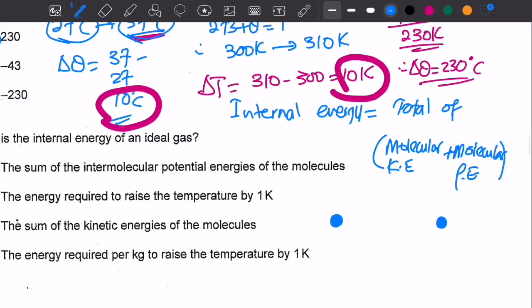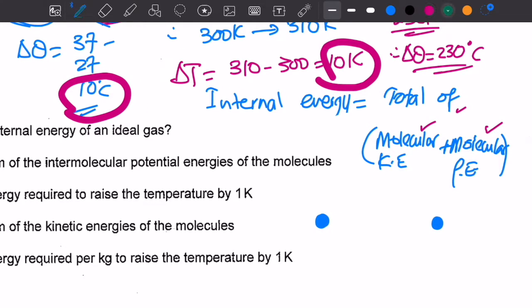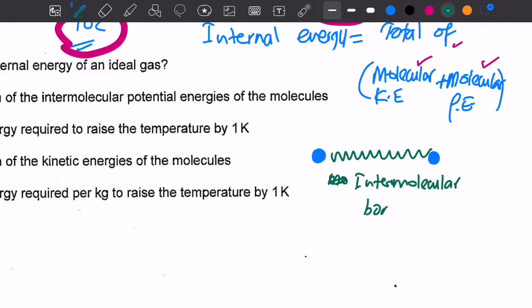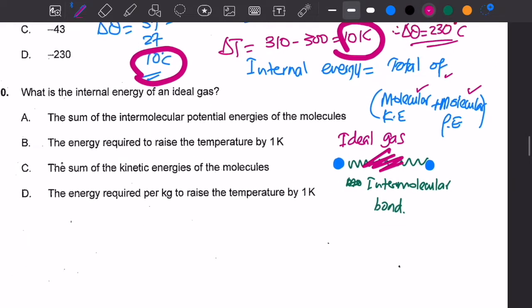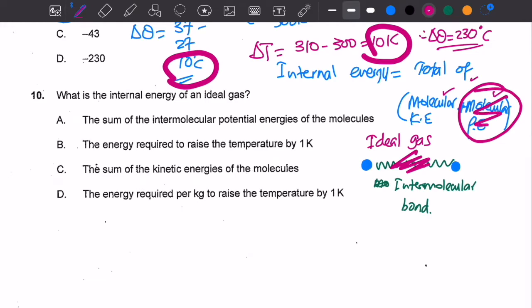What is internal energy? The general definition is the total of molecular kinetic energy and molecular potential energy. But the interesting thing about an ideal gas is that there are no intermolecular forces, so this does not exist. So molecular potential energy does not exist.